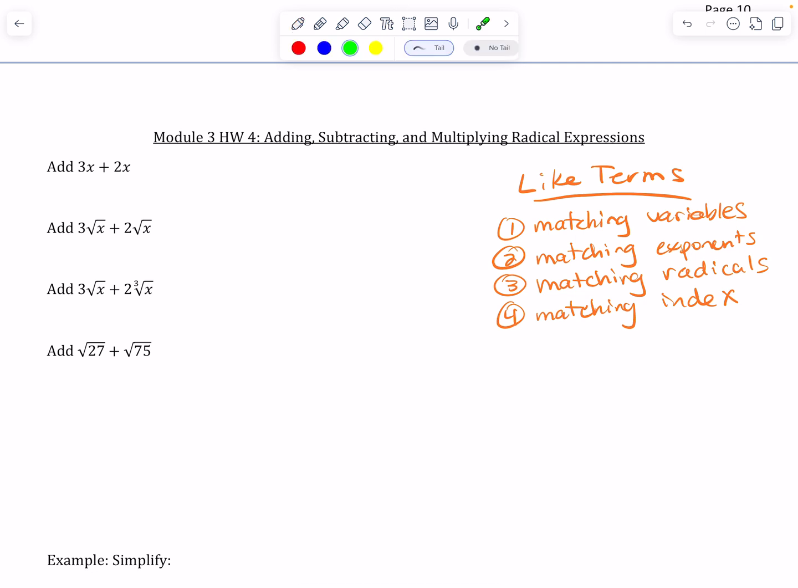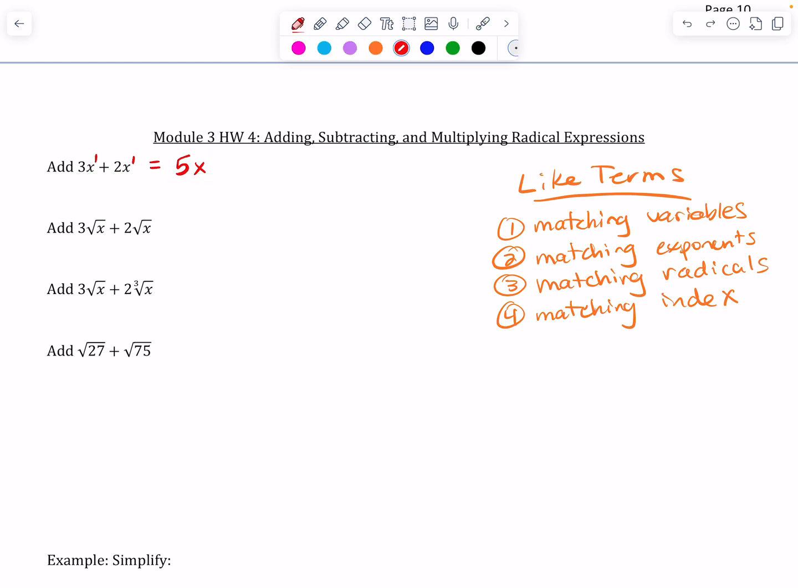So this first one says add 3x plus 2x. This is 3x to the first, 2x to the first, so that's going to equal 5x to the first. Notice we are not adding these exponents. Our question starts with x to the first, and our answer is also x to the first. So the like terms match the answer that we got.